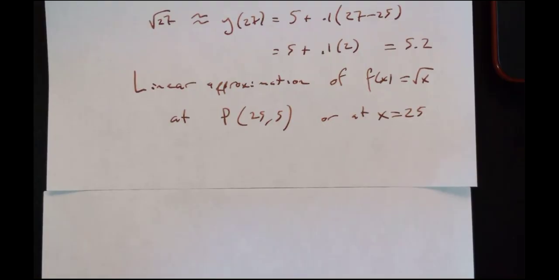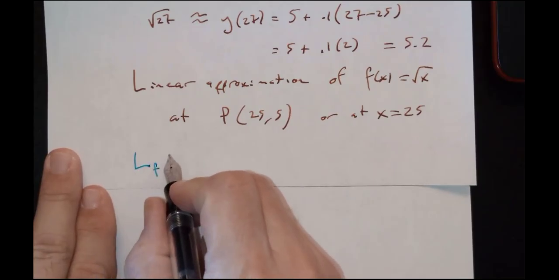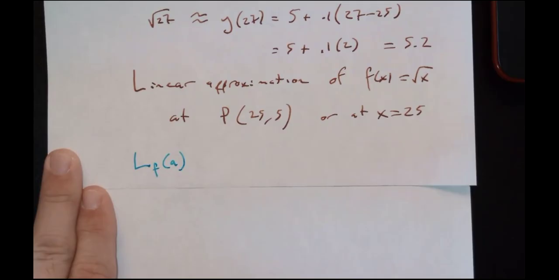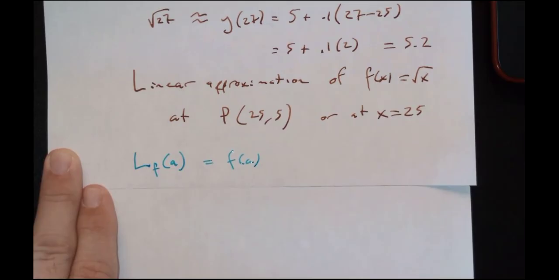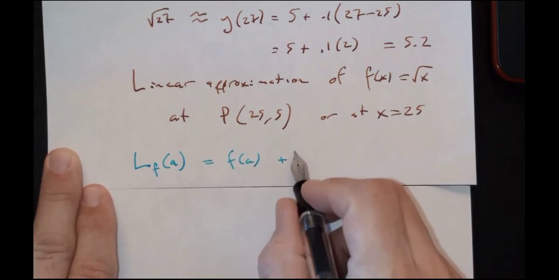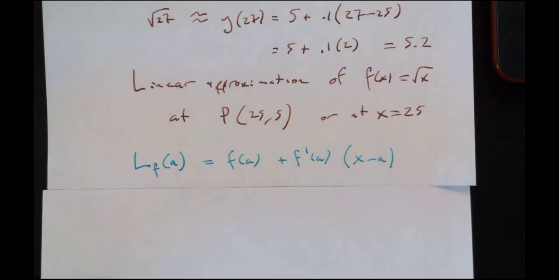In general, the linear approximation of f at A. You take f of A, well, in our case, that was the 5. You figure out the slope, and then how far off do you get from the x value you want to look at? Now, when I first saw this expression, I thought about this like a slope.